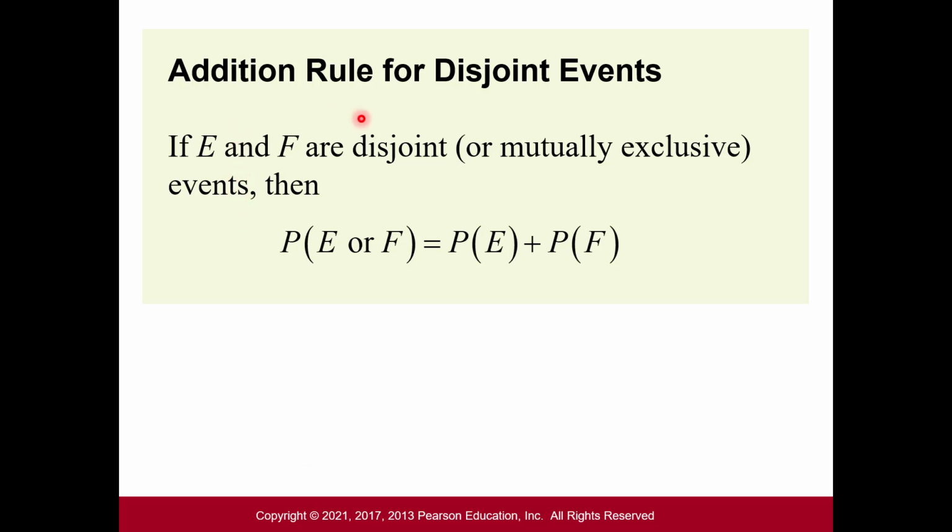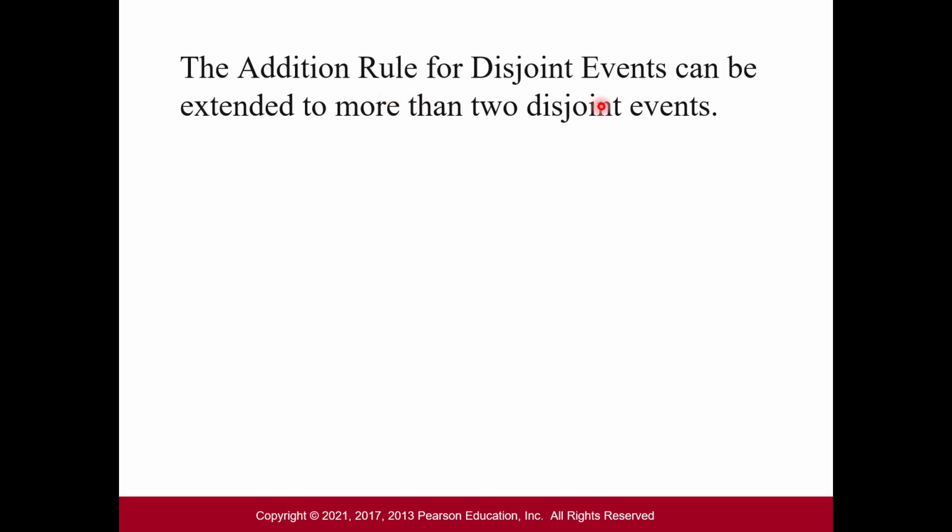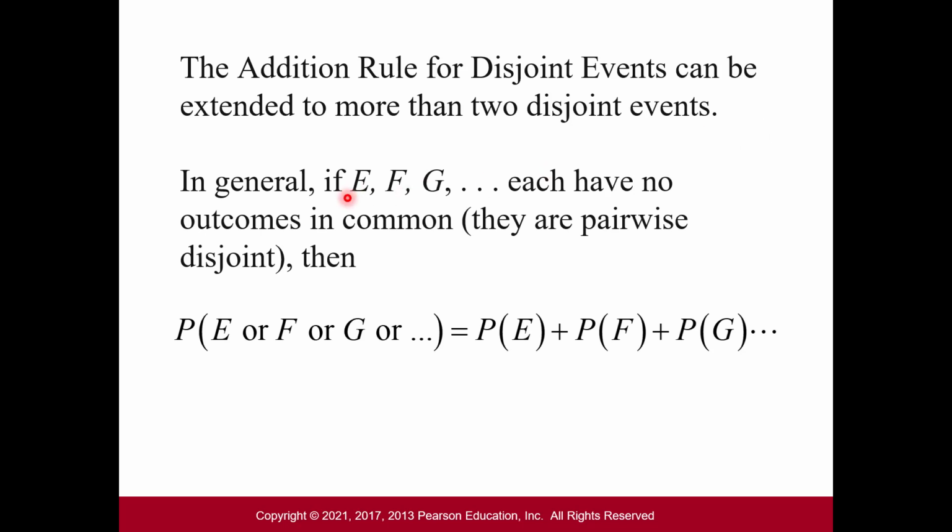So this is an example of the addition rule for disjoint events. Anytime your events are disjoint or mutually exclusive, then the probability of one or the other is just the addition of the two individual probabilities. The addition rule for disjoint events can be extended to more than two disjoint events if we need to. In general, let's say we had events E, F, G, and so on. As long as they're all pairwise disjoint or mutually exclusive, then the probability of E or F or G or so on is just the sum of the individual probabilities.